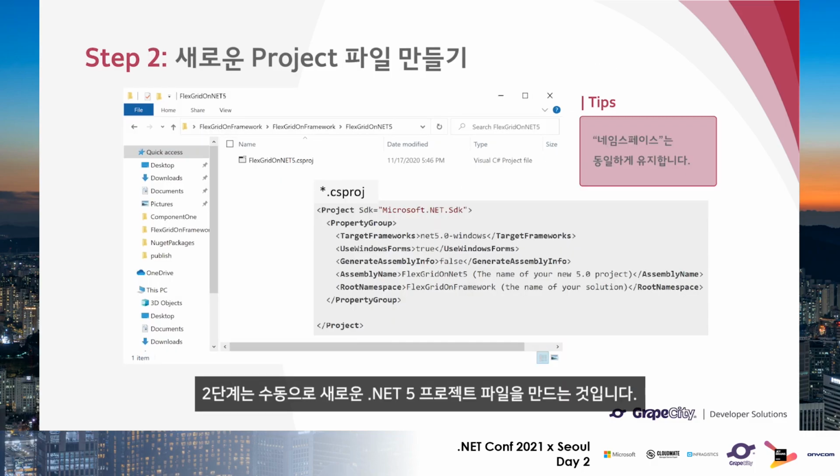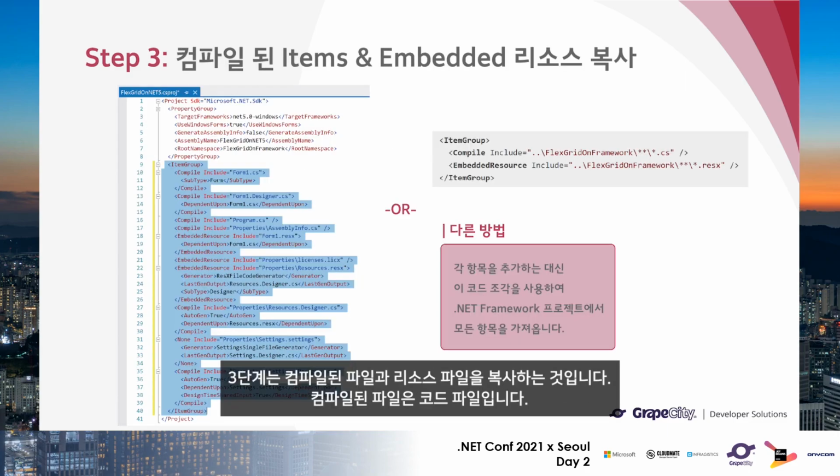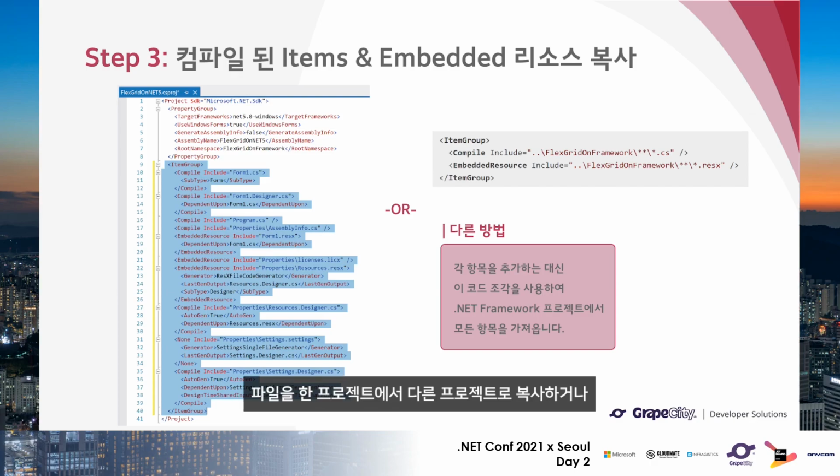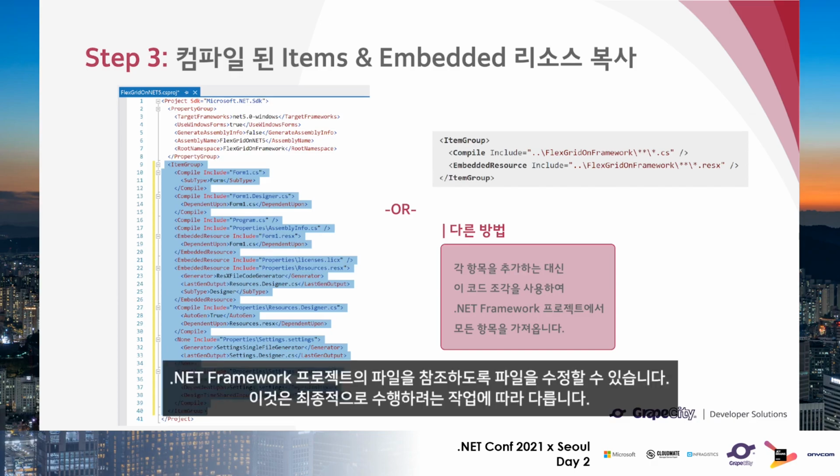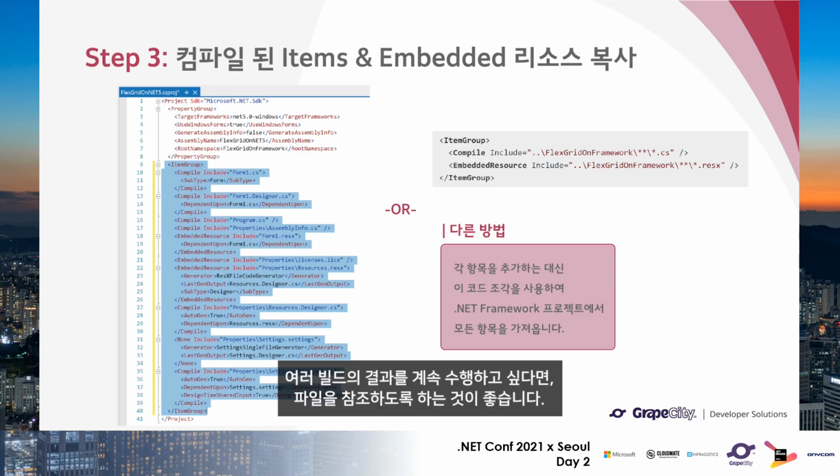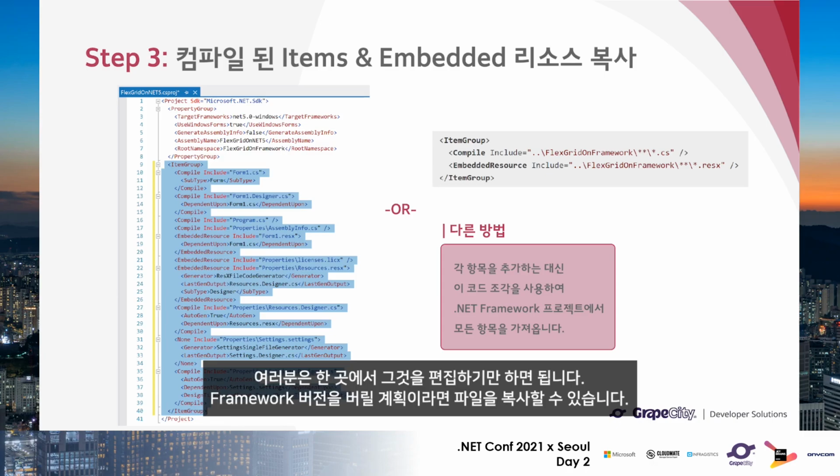Step 2 is to manually create the new .NET 5 project file. In this file, we set the new target framework and assembly name. You could create this file in Notepad or Visual Studio. Step 3 is to copy the compiled and resource files. Compiled files are your code files. You can literally just copy them from one project to the other, or you could just modify the project file to reference the same files from the .NET Framework project. It depends on what you want to do ultimately. If you want to continue multiple build outputs, then it makes sense to reference the files so you only have to edit them in one place. If you are planning to dump the framework version, then you may as well copy the files over.